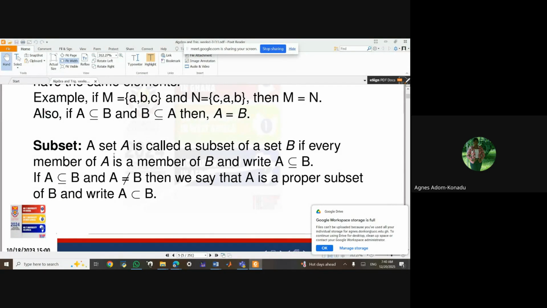So it says that a set A is called a subset of a set B if every member of A is a member of B, and we write it as this. If A is a subset of B and A and B are not the same, they are not equal, then we say that A is a proper subset of B and we write it as this.